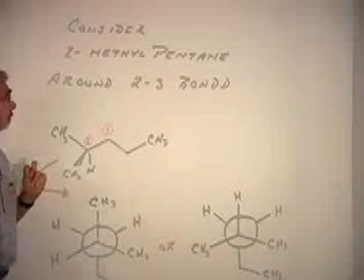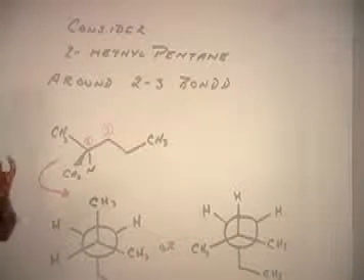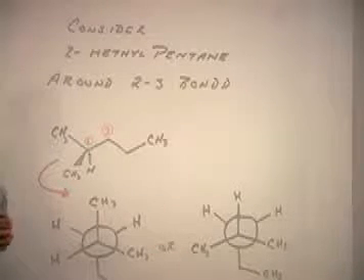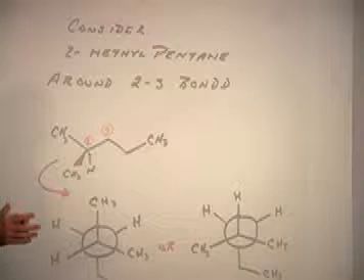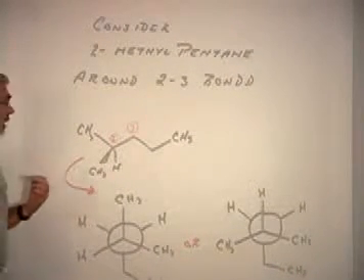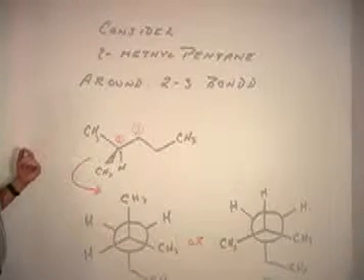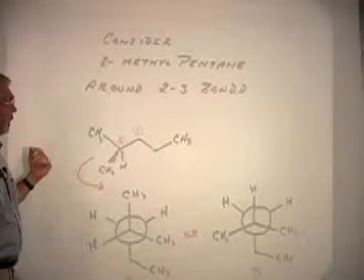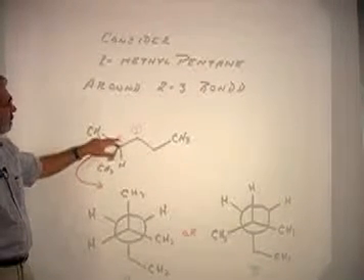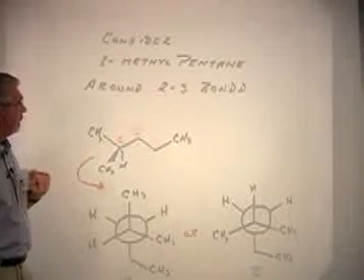Okay, all right, now one of the things that you're going to have to be able to do is look at a molecule and determine what the most or the least stable conformation is. In this case here, we've got a slightly more complicated molecule. This is 2-methylpentane. And what we're going to do is analyze and try to find out what the most stable conformation is around carbons 2 and 3.